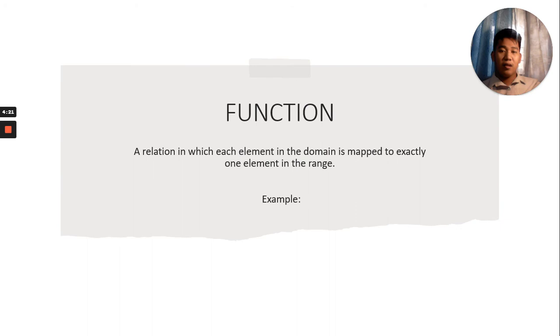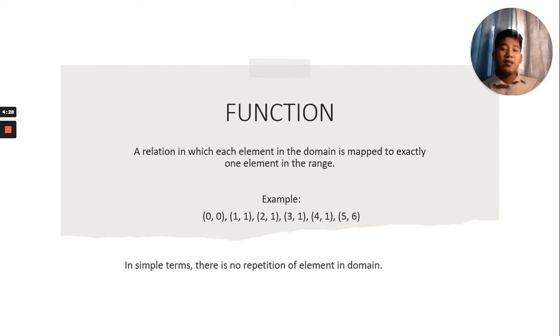Let's take a look at this example: (0, 0), (1, 1), (2, 1), (3, 1), (4, 1), and (5, 6). What makes it a function? Because 0 is mapped to 0 alone, 1 is mapped to 1, 2 is mapped to 1, 3 is mapped to 1, 4 is mapped to 1, and 5 is mapped to 6. There is no repetition of elements in the domain: 0, 1, 2, 3, 4, 5. So it is a function.